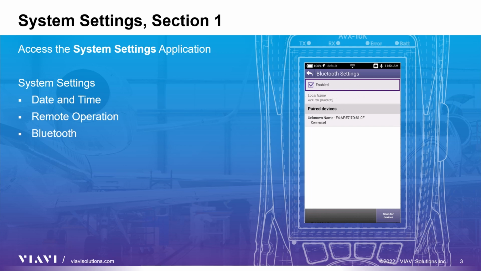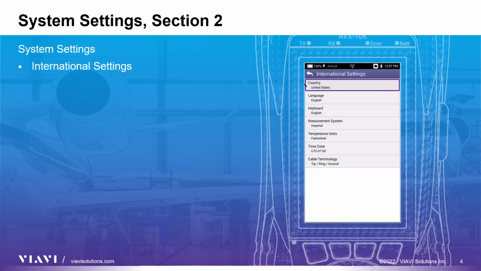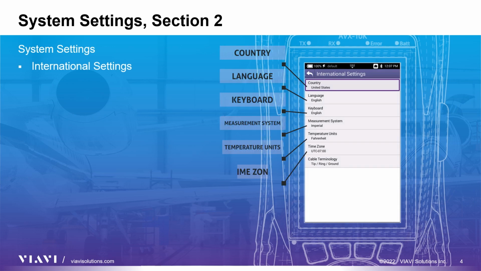Optionally, this can also be done from the system tray. This screen will show the name of your device which is used to connect in the Mobile Tech app. All currently paired devices are shown here as well as their connectivity state. You can click on any of the entries to unpair that device. International settings: country, language, keyboard type, measurement system, temperature units, and time zone are all settable from this page.